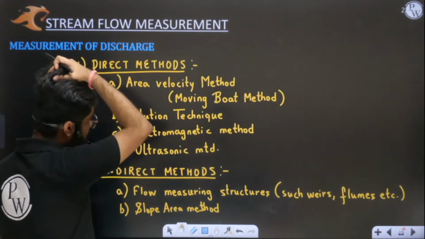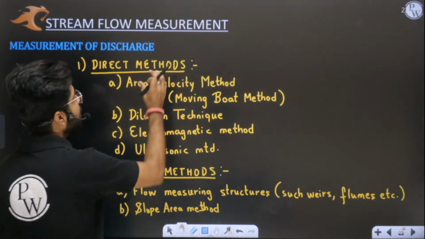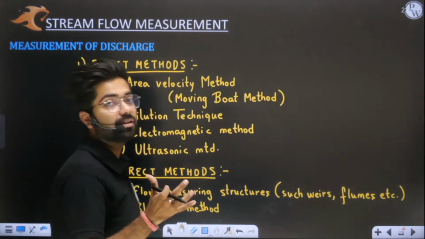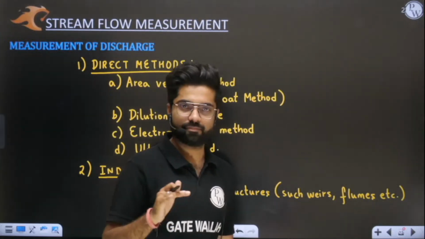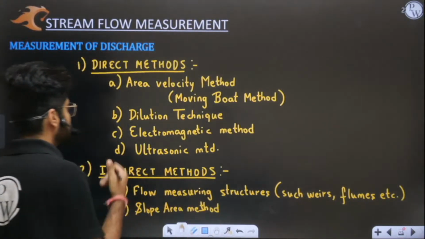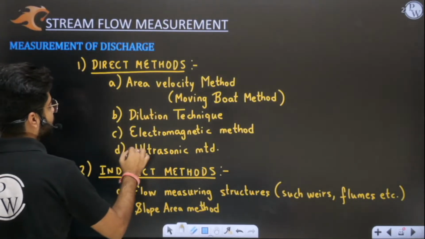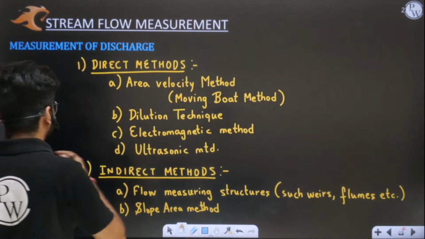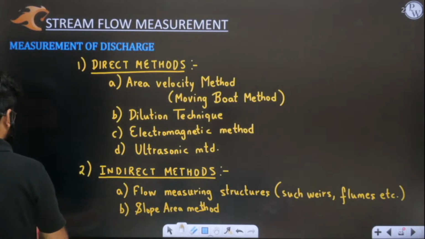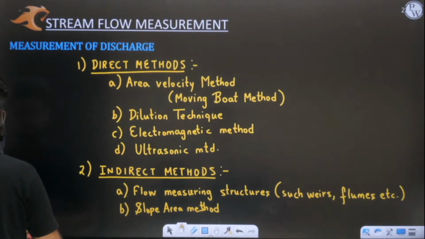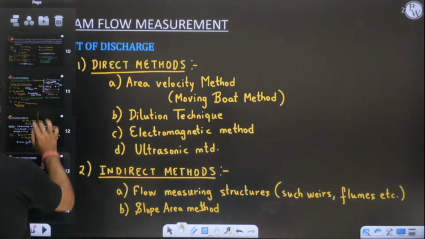Let us try to understand how with the help of the area velocity method you are going to find discharge in any stream or river. After area velocity I will discuss the dilution technique, electromagnetic and ultrasonic methods. These six methods we have to discuss, so we'll move ahead one by one and discuss all of them.